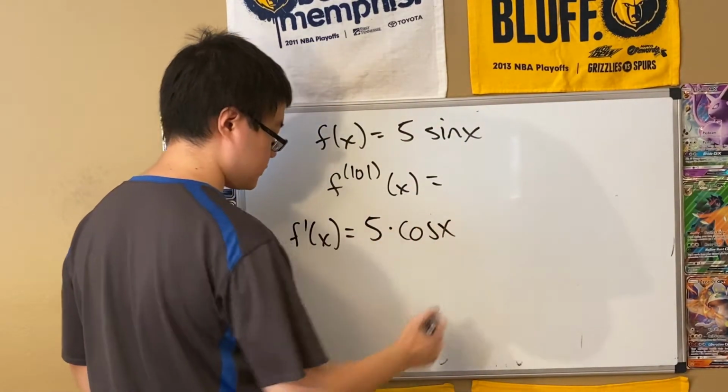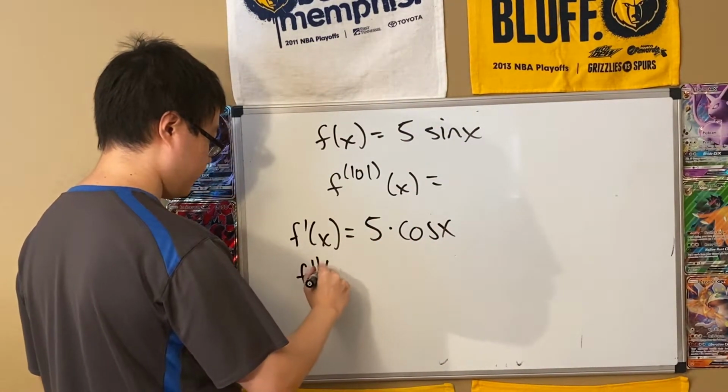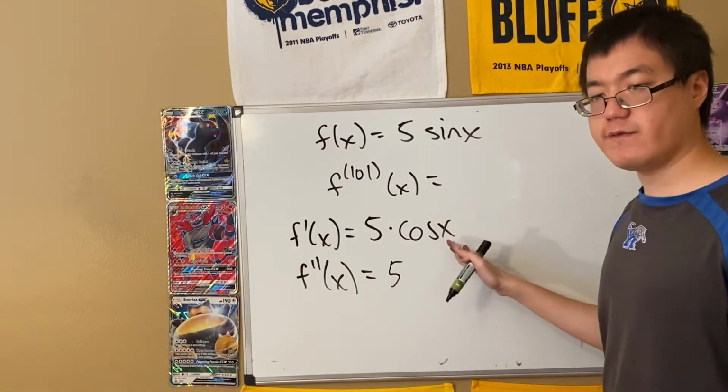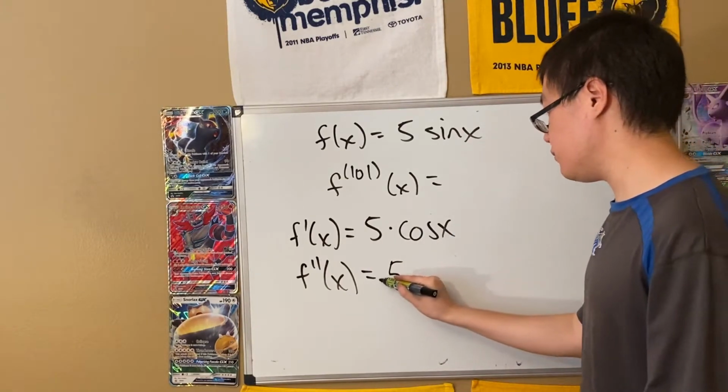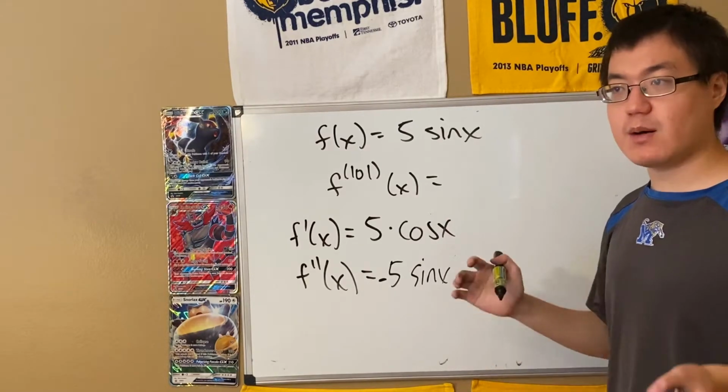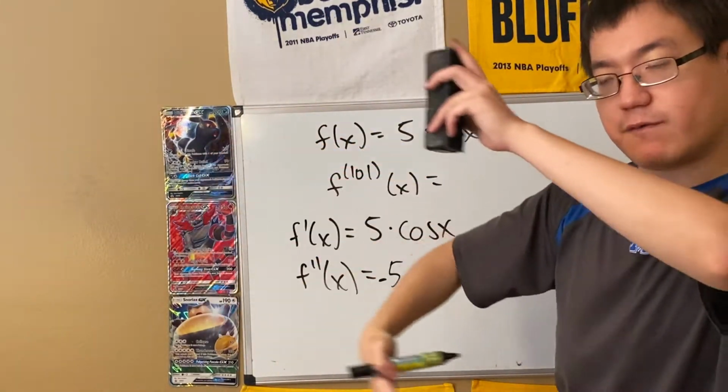So it's cosine x. Then what's the second derivative? Well, the second derivative will be, you still write the same constant. The derivative of cosine is minus sine, but I'm going to put the minus in the front. I'm going to keep going with derivatives. Probably not going to go up to 101, but let's just take a few more.